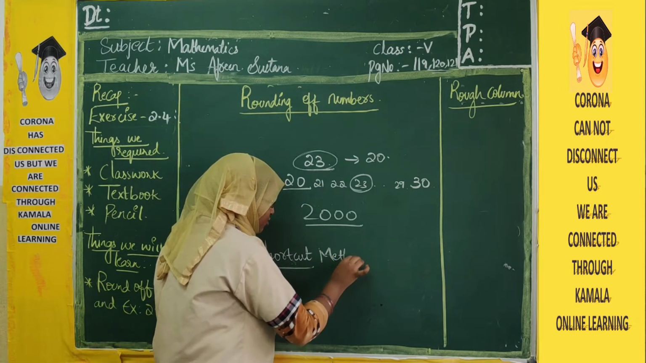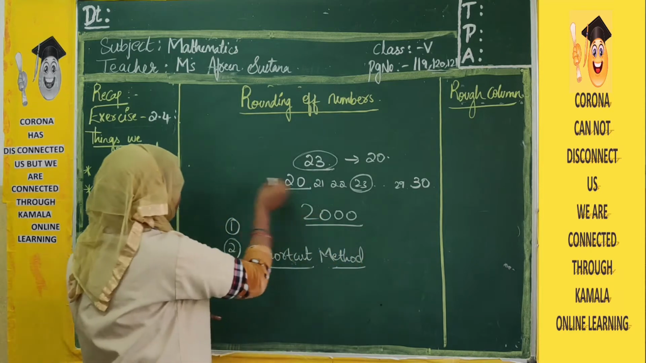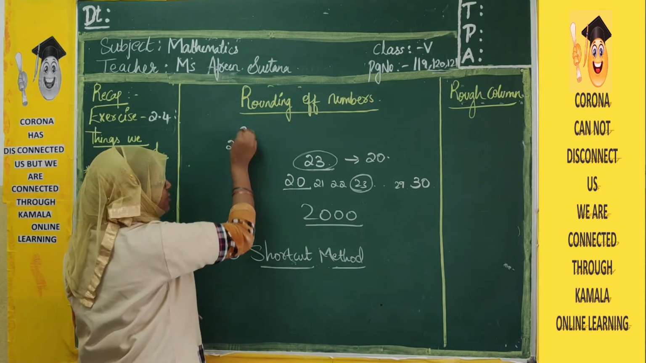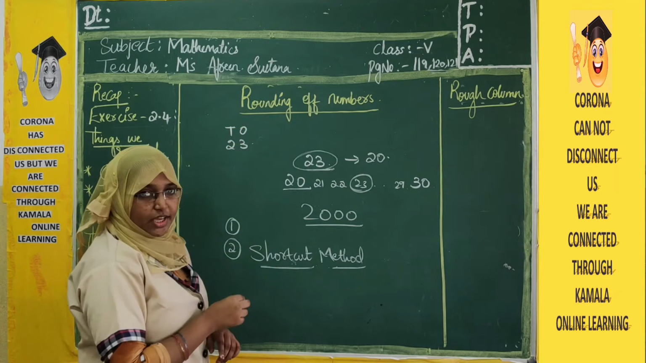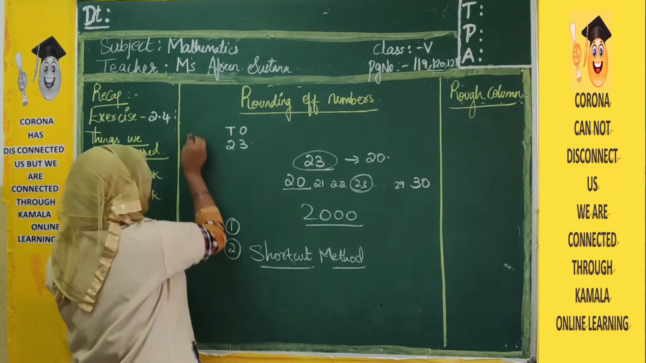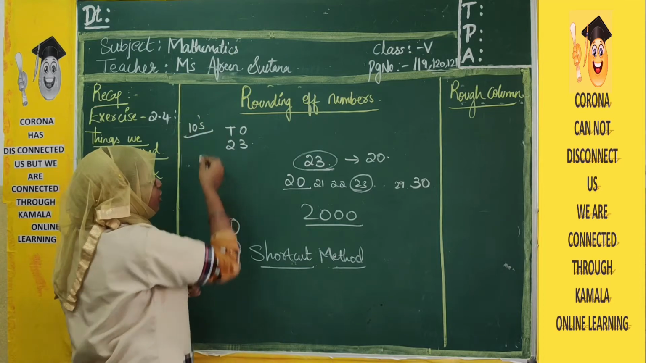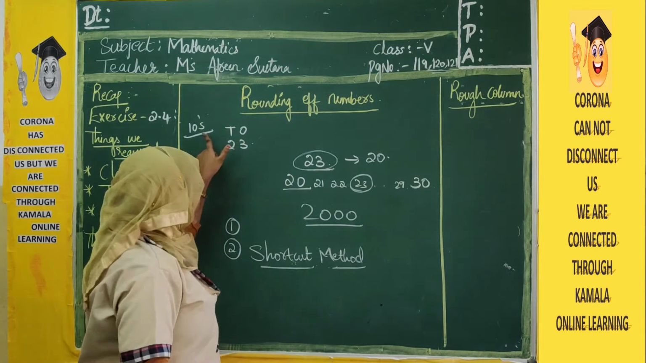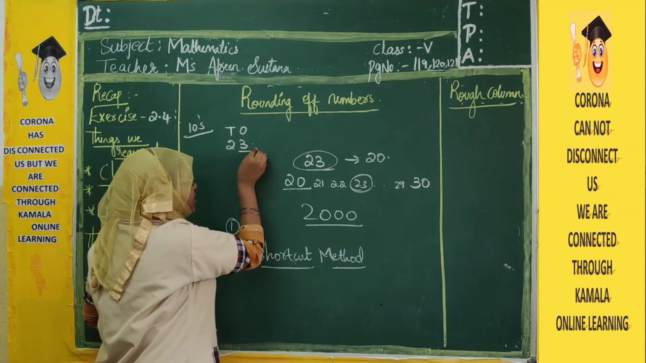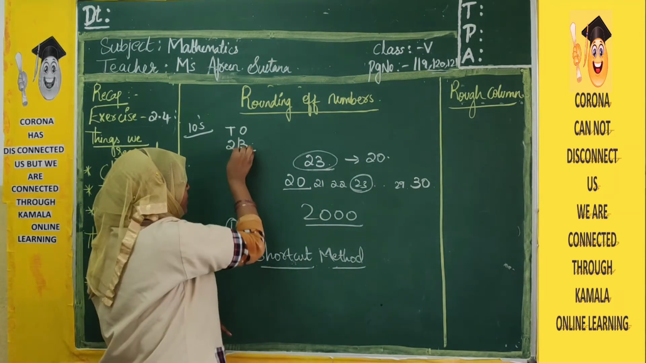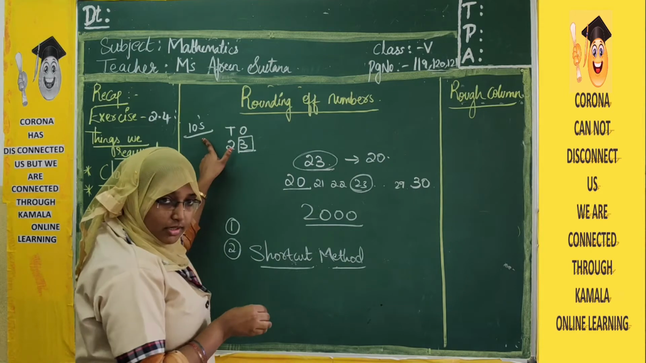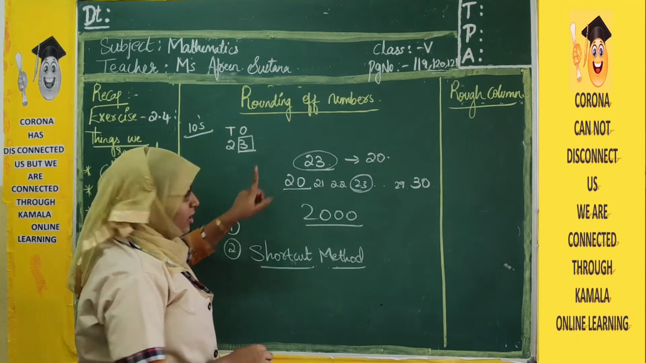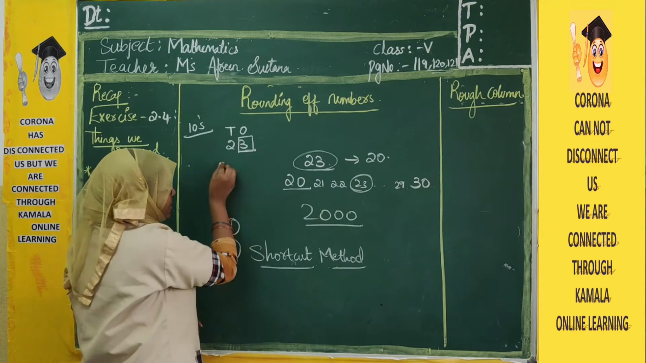Now what is this shortcut method? Whenever they give the value, take the same example 23, and let us write the place values. This is the ones place and this is the tens place. We are doing rounding off to tens. Whenever you are rounding off to tens, you will consider the digit at the ones place. If you see, what is the digit here? It is 3.